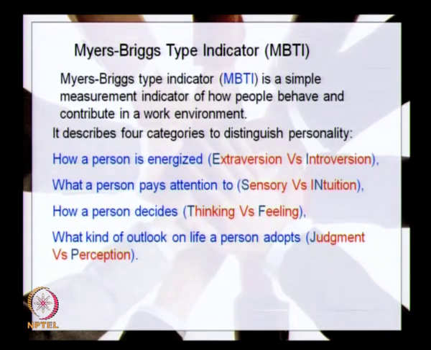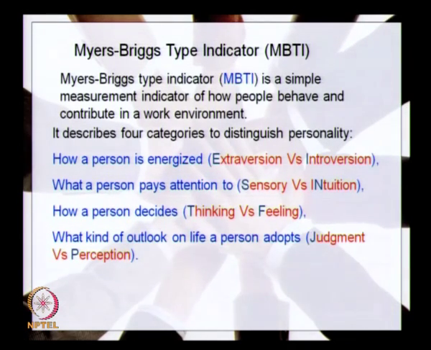So these are the 4 categories: how a person is energized, what a person pays attention to, how a person decides, and what kind of outlook on life a person adopts. Now every person cannot be both an E and an I, so in short form we call it E or I, S or N, T or F and J or P. Nobody can actually be E and I, they will have strength on one side. It cannot always be 50-50; there may be exceptions, but it is either an E or an I, S or an N, T or an F, J or P.